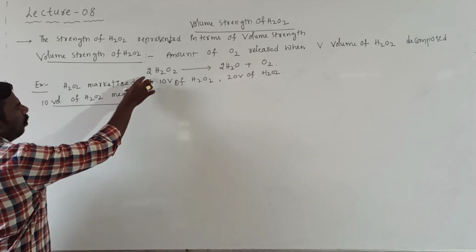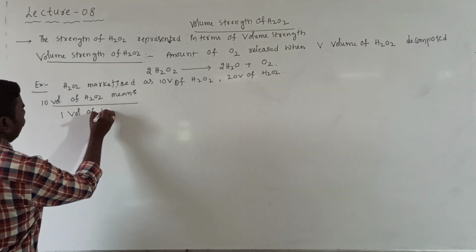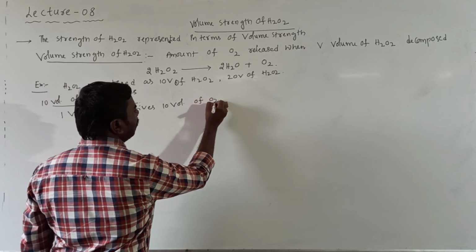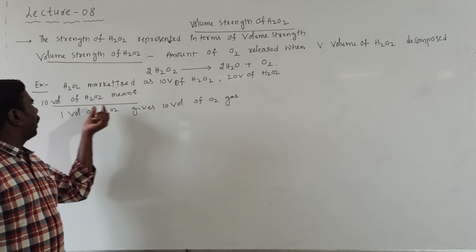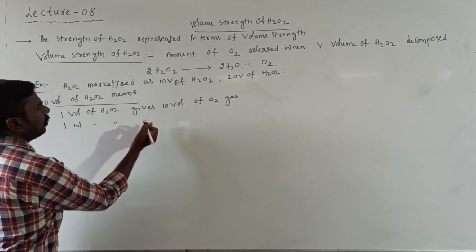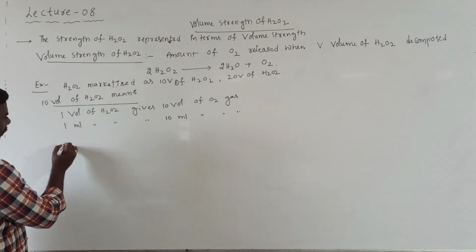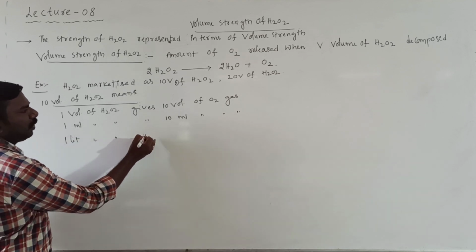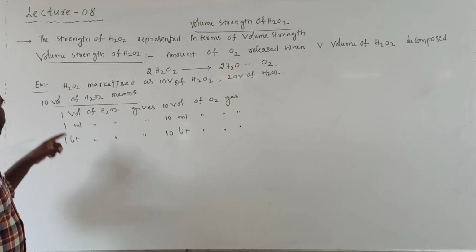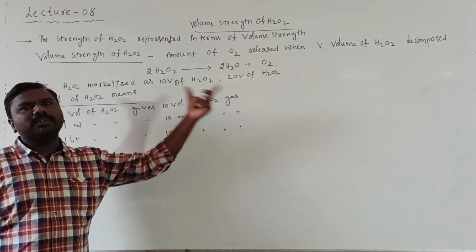It means 1 volume of H2O2 gives 10 volumes of oxygen gas. Clear? This 10 indicates the oxygen gas released. Otherwise, 1 milliliter of H2O2 gives 10 milliliters of O2 gas. Similarly, 1 liter of H2O2 gives 10 liters of oxygen gas. Understood? 10 volumes of H2O2 means 1 volume of hydrogen peroxide gives 10 volumes of oxygen.